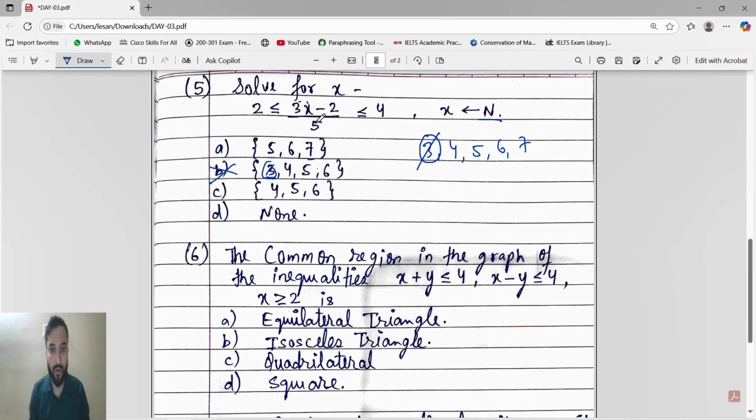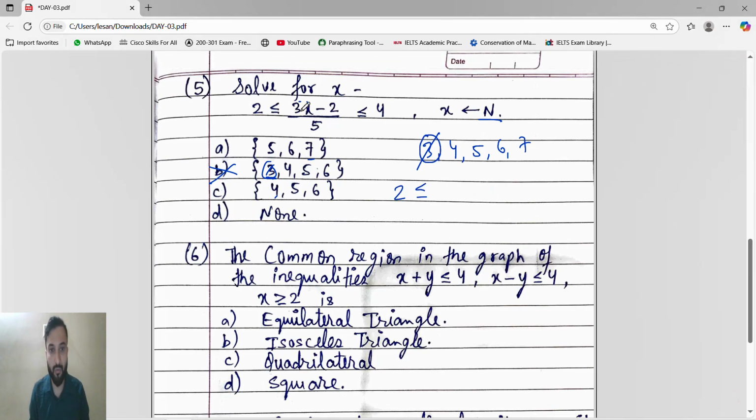Now next we will go for 4. For 4: 2 is less than or equal to, 3 times 4 is 12, 12 minus 2 is 10, 10 divided by 5 is 2. Now 4 is greater than 2, obviously, and 2 is equal to 2. So 4 is satisfying. 5 and 6 are common here also.